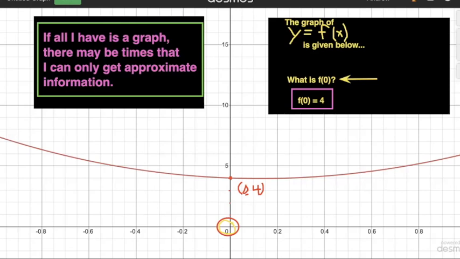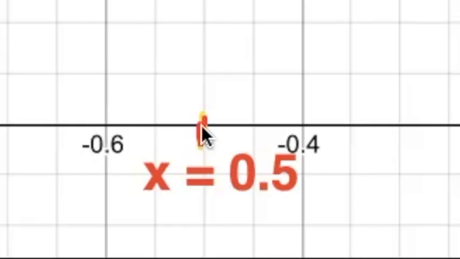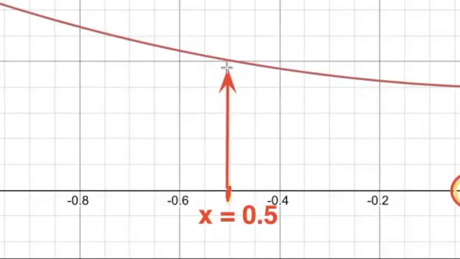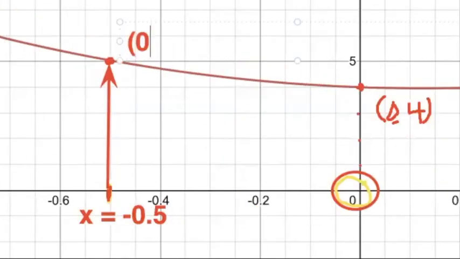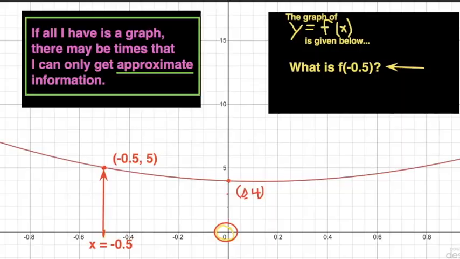It's important to note, if all I have is a graph, there may be times that I can only get approximate information and not exact answers. As an example of this, I could ask, what is f of -0.5? To find that out, I'm going to walk backwards, and I see I have -0.4, -0.6, and x equals -0.5 is halfway between them. Then I look up or down from x equals -0.5, and I say, what is the y value? And it looks to me like it hits right at y equals 5. I see a point here that looks like it's right at -0.5, 5. So f of -0.5 will be 5.